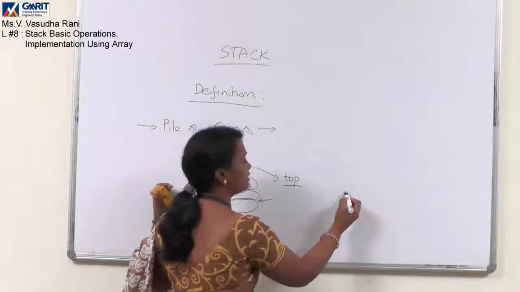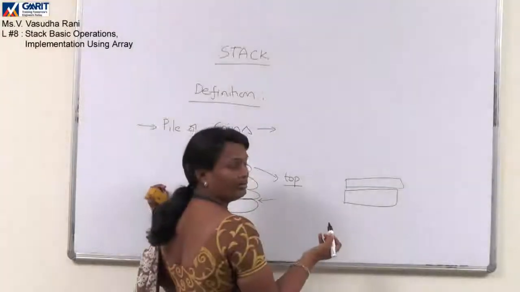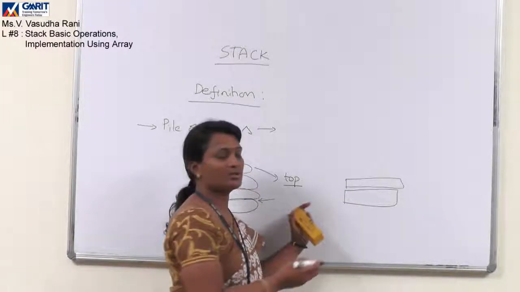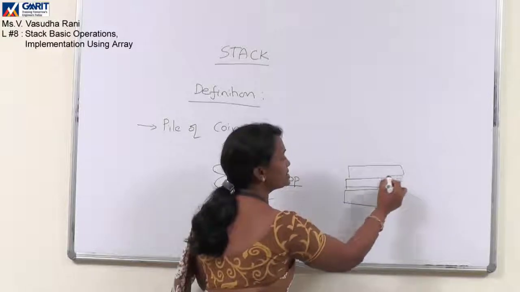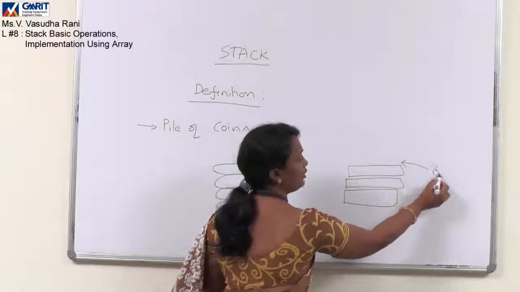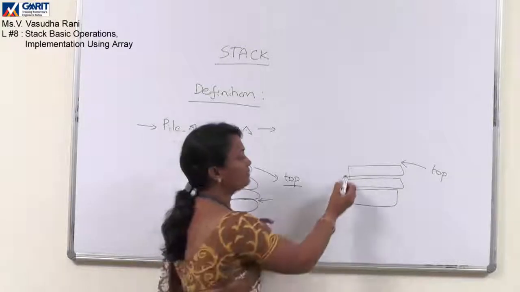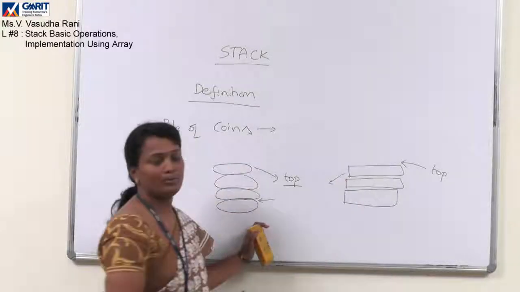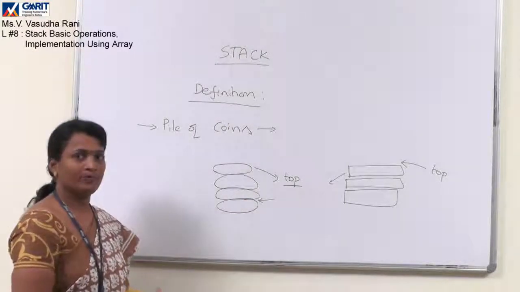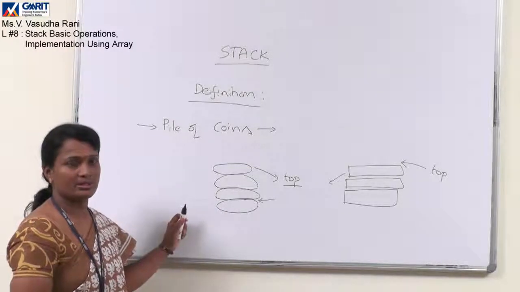Or you can consider another general example, a pile of books, one above another. When you are arranging books in this order, a new book is put on top of the previous book. Like this, insertion is performed only from the top end, and if you want any book, it is preferred to take the top book from the pile. These are the two general examples which make the concept of stack clear.